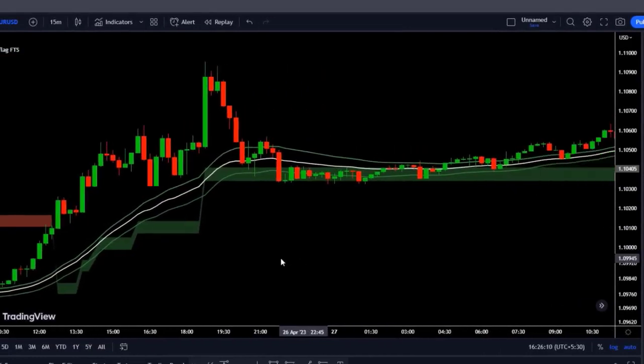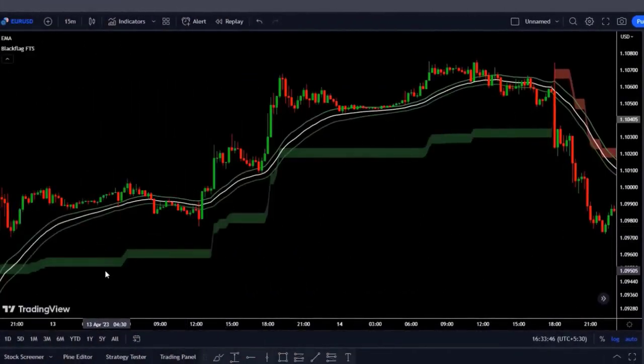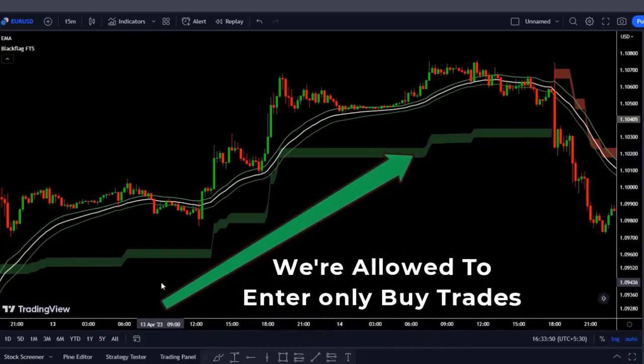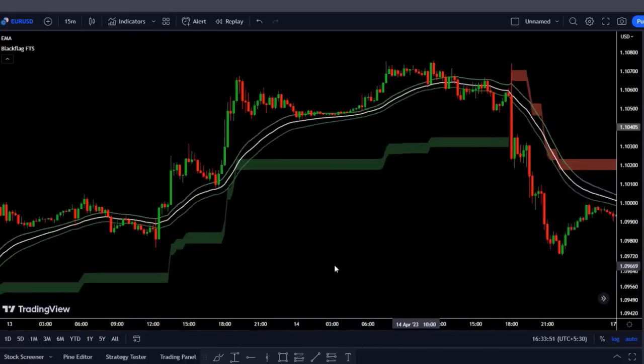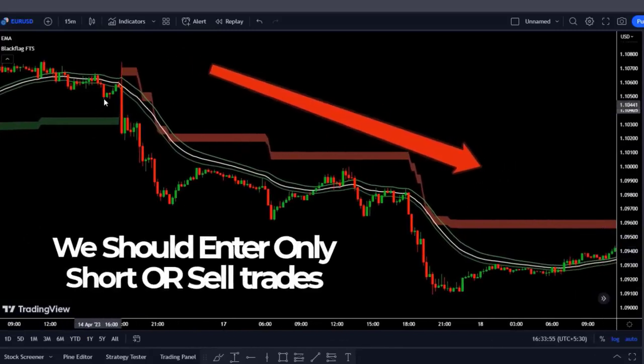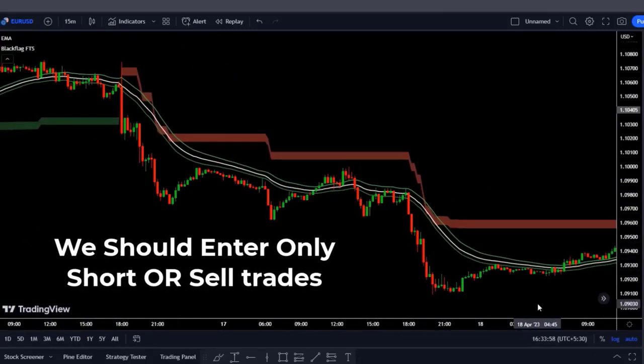Let me explain how we will be using the indicator in the EMA strategy. The way we use it is that whenever the indicator shows a green line, it means that we're currently in an uptrend movement and we're allowed to enter only buy trades. And if the indicator shows a red line, it tells us that we are in a downtrend movement and we should enter only short or sell trades.